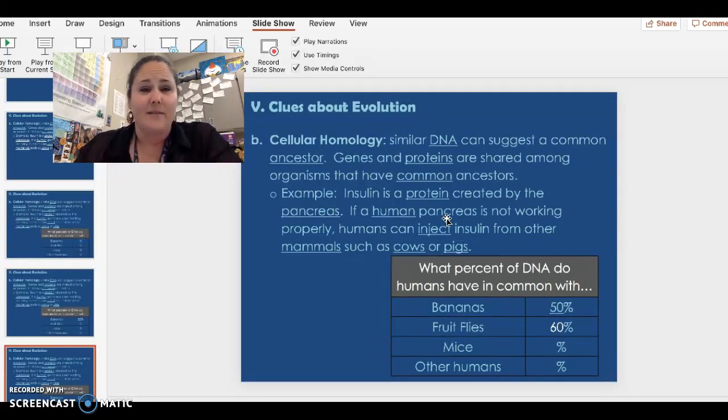Okay, what about a mouse? Those little mice, mousy long tails, so cute. How much do you think you have in common with a mouse?